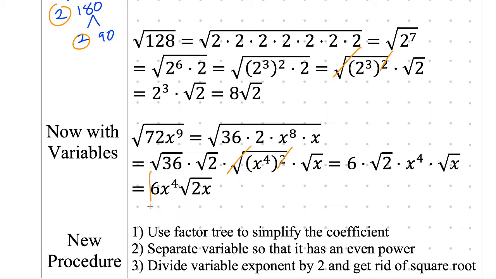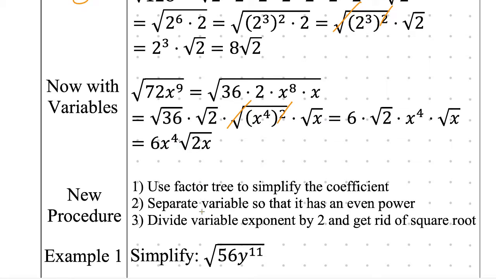And this is what I'm expecting you to be able to give me when I give you a problem like the square root of 72x to the power of 9. So I can generalize that procedure that I just did up here. First, you're going to do everything that we did in lesson 7-4. You're going to use a factor tree. You're going to simplify the coefficient. So this is essentially do lesson 7-4. You know how to do that, and that's just talking about the coefficient.